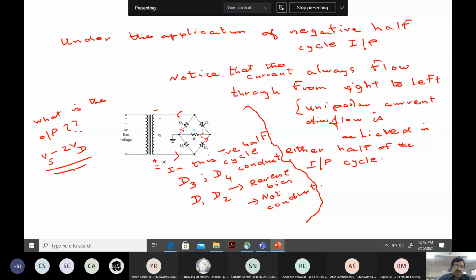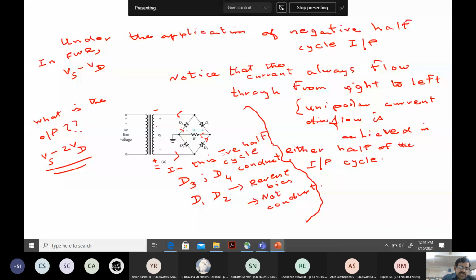Vs minus 2Vd. So earlier in the full wave rectifier, because there is only one diode operating, we got Vs minus Vd. But here we have two diodes in operation, therefore we have to subtract. So the output will be a little bit smaller, but Vd we know cannot exceed 0.7. So you can consider this a disadvantage, that we are getting a slightly lower output across the R. But that is not a big deal here.